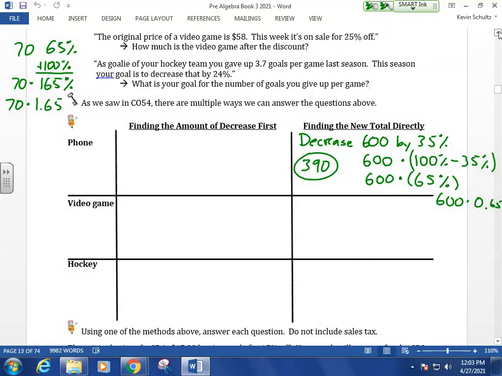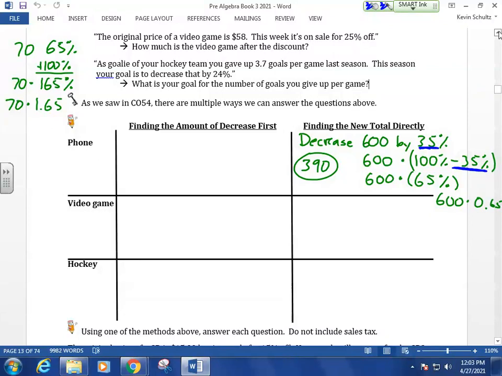So the key for COFitty-Five is whatever percentage that you want to decrease by, you're going to subtract that percentage from 100% and then multiply by what you get. 100% minus 35% gave us 65%. We multiplied 600 by the decimal version of that, 0.65, and we got our answer.